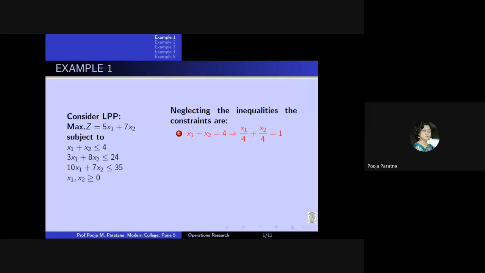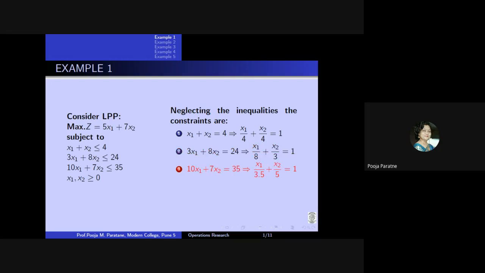It means that this line intersects the x-axis at the point (4, 0) and the y-axis at the point (0, 4). So immediately we can draw that line. Just plot these two points on the graph and draw the line. Then the second constraint is 3x1 + 8x2 is less than or equal to 24. If we consider this as an equation, it is equal to 24, and in the intercept form we can write it as x1/8 + x2/3 = 1.